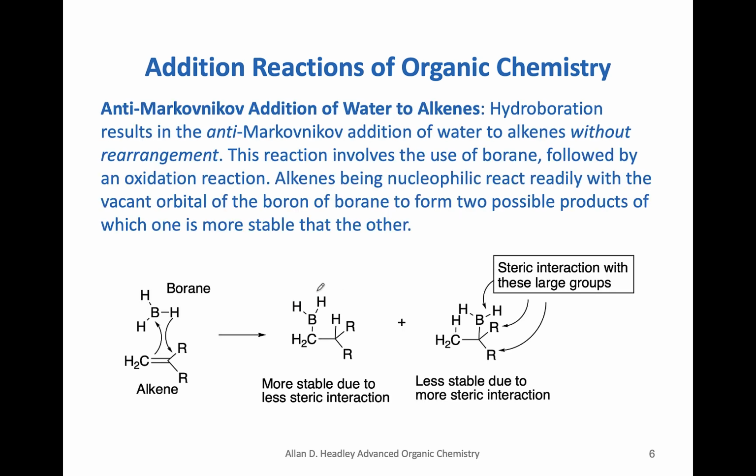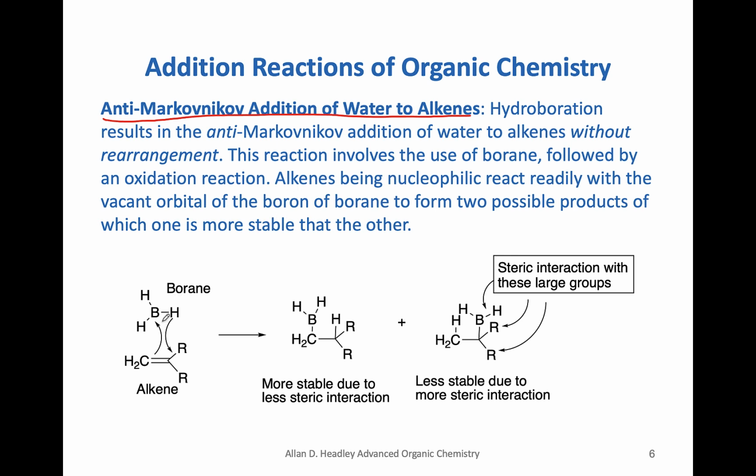Let's look at how we get the anti-Markovnikov addition. Let's say you wanted the reverse, the addition to be the reverse of the Markovnikov. So let's look at the anti-Markovnikov addition of water to alkenes. As you can imagine here, this has to be a different set of reagents. It cannot be mercury acetate and water, but something else.